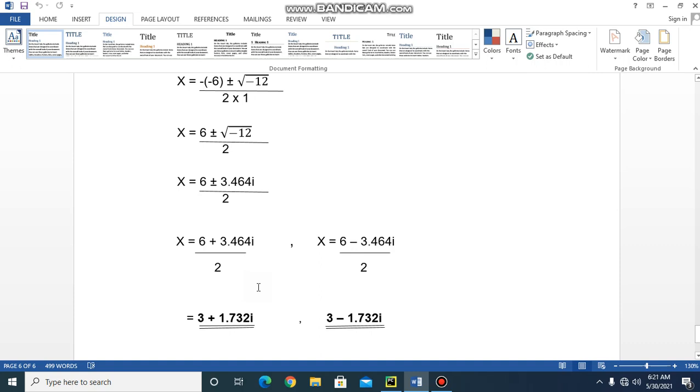And if the discriminant is less than 0, then there are no real roots. The roots are complex and different, and the graph will not intersect the x-axis. Now we will go to the program.